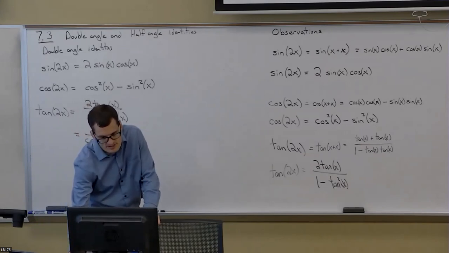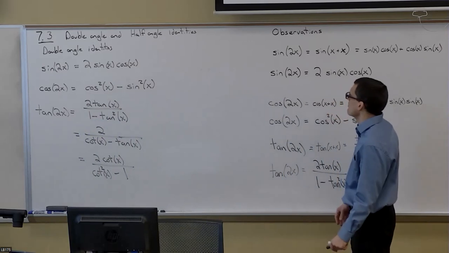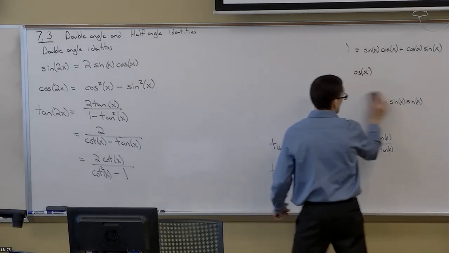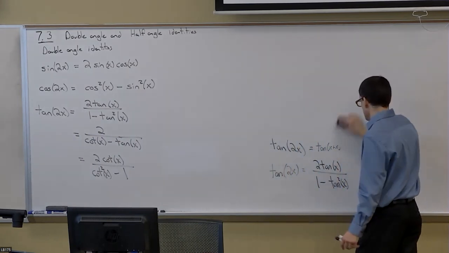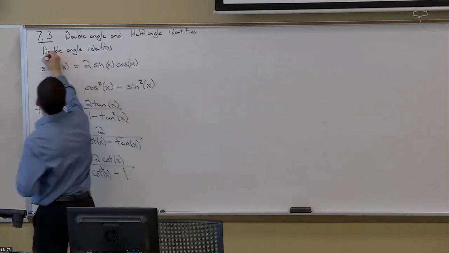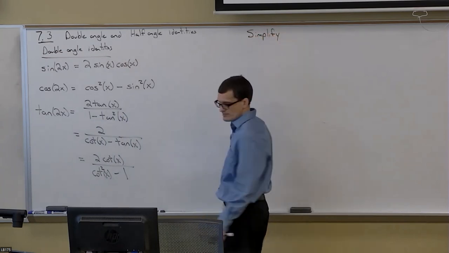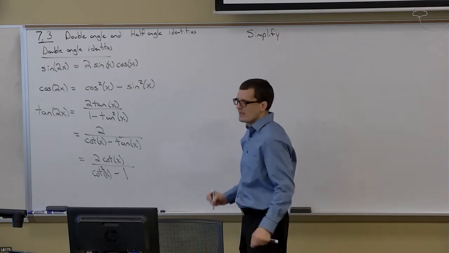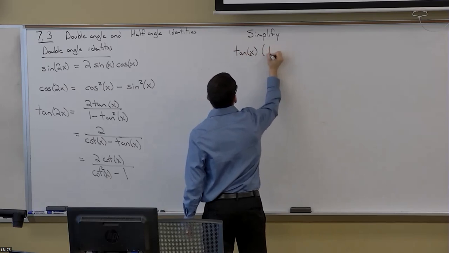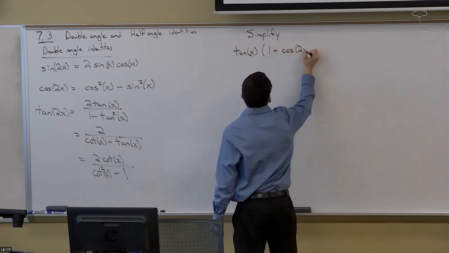And when I say use those, I mean the same types of ways that we always do. So for instance, let's say we want to simplify, and this would come either in a true false statement or a matching statement. But I'm going to say simplify right now. So simplify tangent of x times 1 plus cosine of 2x.